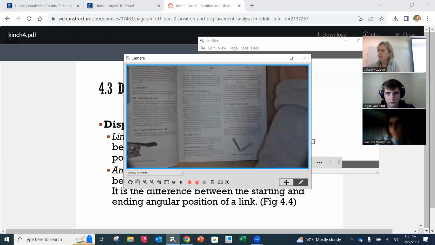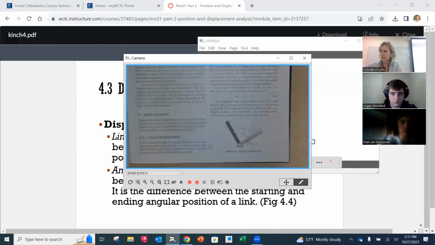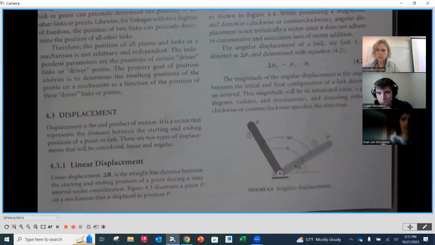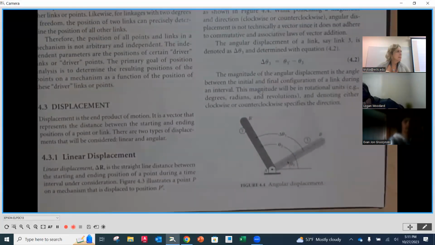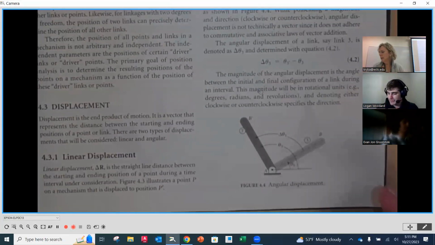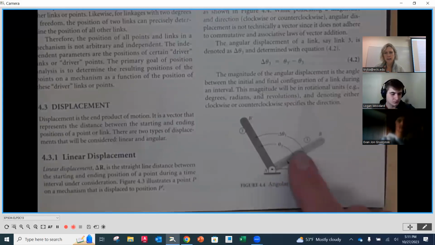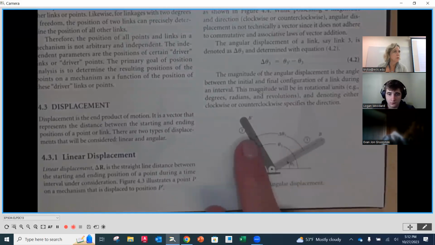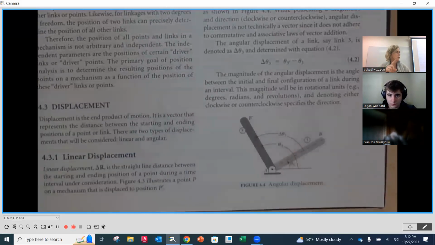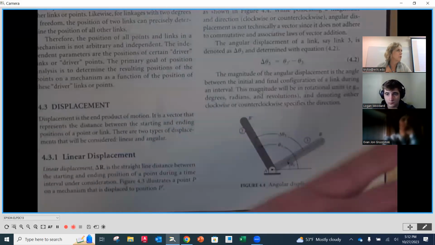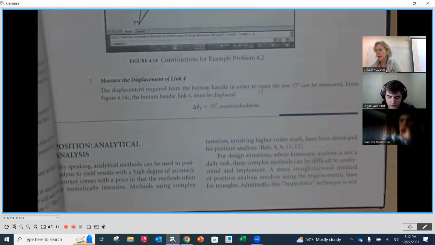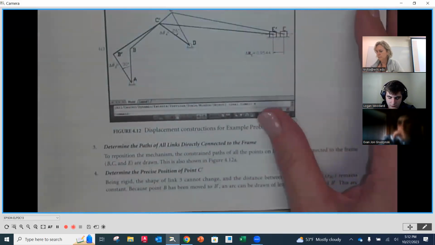We're going to notice that down here at the bottom of the second column, let me make this the size of my screen, this would be referred to as angular displacement. It looks like the lighter link here would have been in the original position, and then it's rotated to a new position. So the difference between those two, the angle between them, would be the angular displacement that occurred during that transition.